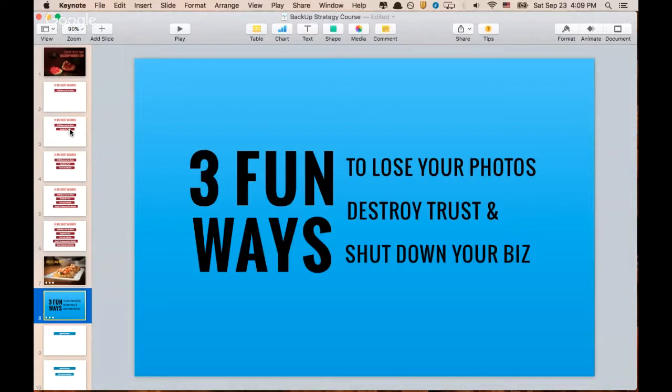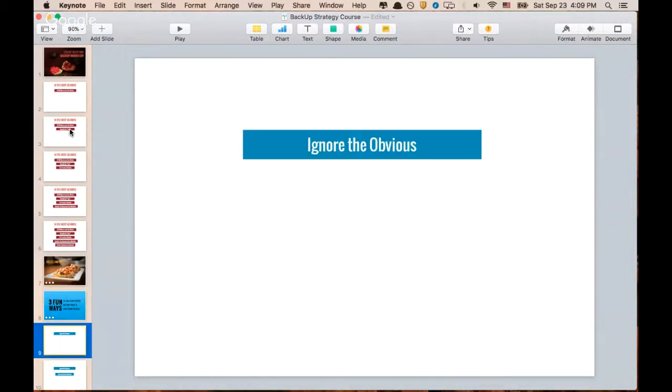So what are these 3 ways? Way number 1 is to ignore the obvious. So what is the obvious? Well, the obvious thing here is hard disks and storage systems are going to fail. They may not have failed 1 year in their life, 2 years in their life, 10 years in their life, but they are going to fail. So if that obvious aspect of technology is something that you would like to ignore, that's way number one. You can be ready to destroy your business.